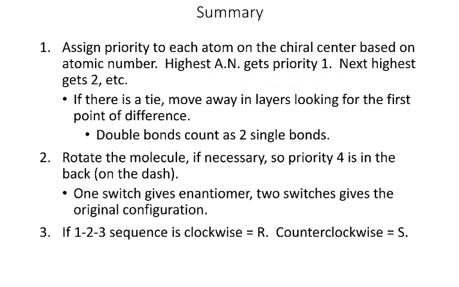If there's a tie when we're assigning priorities, we move away in layers, right? We make a list of each of the other atoms that tie was connected to, and we keep going until we get a difference. And then remember that double bonds count as 2 single bonds, triple bonds count as 3 of those single bonds.